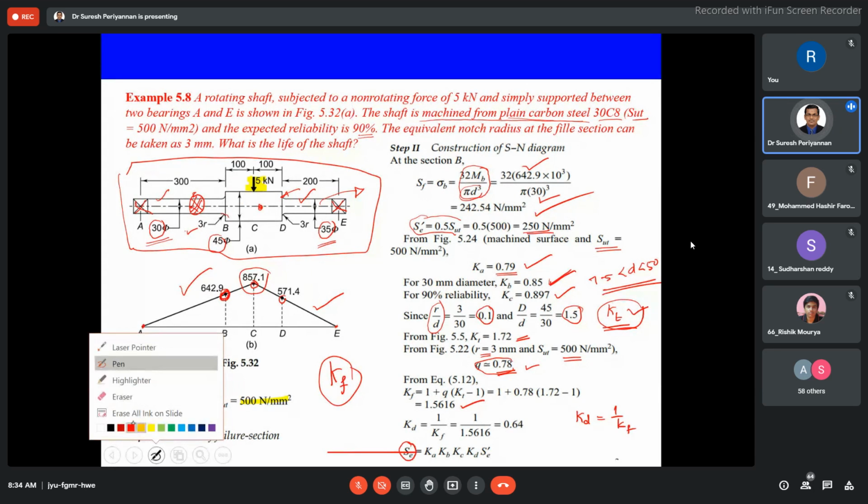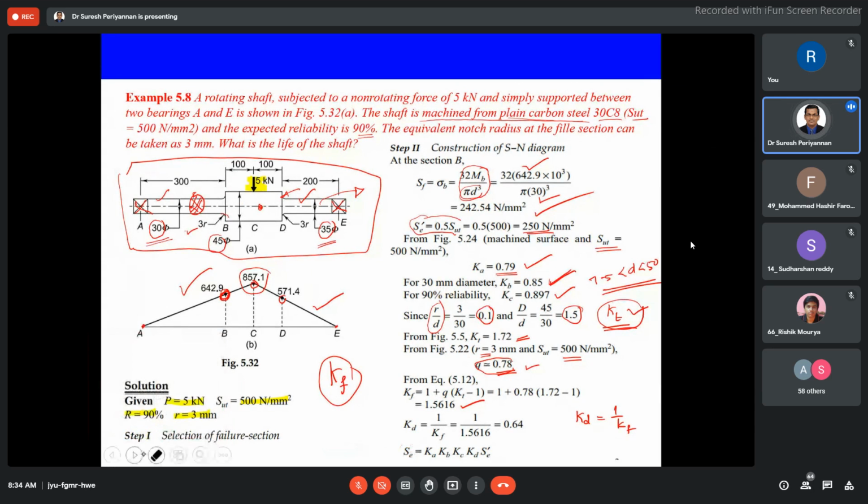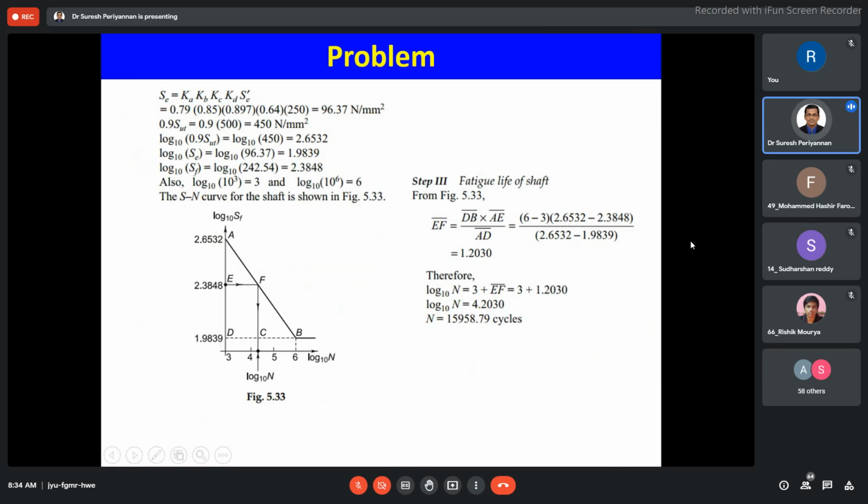The actual component's endurance limit we are going to find out using the relations we discussed earlier. Now this is our actual endurance limit: Ka into Kb into Kc into Kd into Se dash. Now let's go to plotting the S-N diagram. This is our S-N diagram, and this is going to come in the S-N diagram.